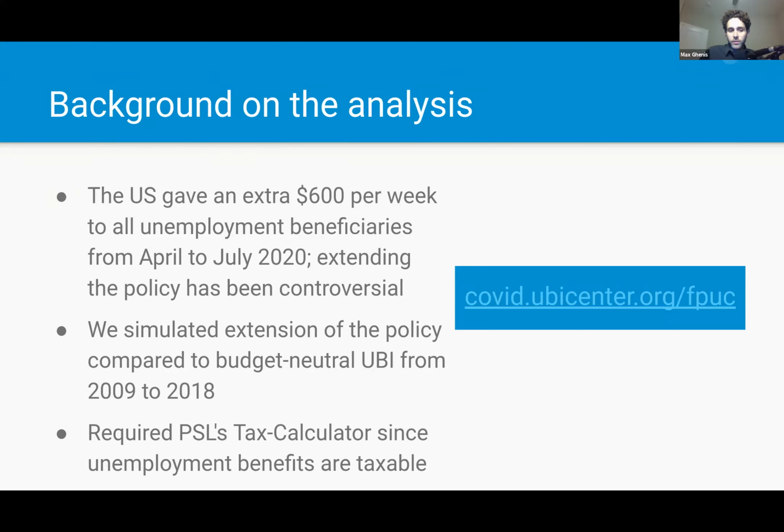This was a little bit more involved in terms of technical analysis because it required modeling the unemployment benefits as taxable. So we used Policy Simulation Library's tax calculator for that as well.